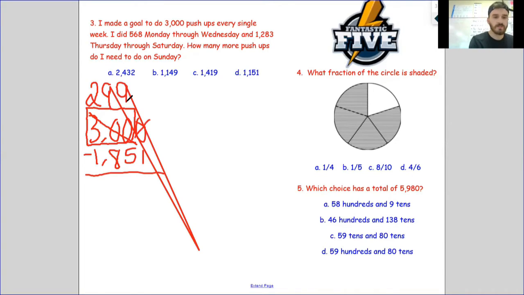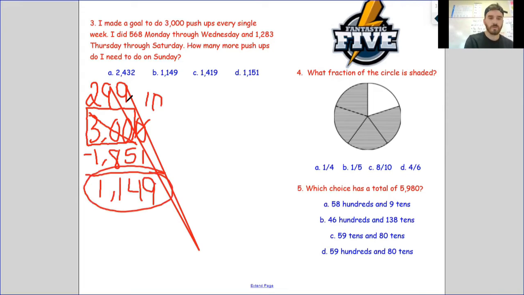And this 0 would change to 10. Now I'd be able to go back to the ones place, start subtracting all the way through. 10 minus 1 in the ones place would give me 9. 9 minus 5 in the tens place would give me 4. 9 minus 8 in the hundreds place would give me 1. And then 2 minus 1 in the thousands place would also give me 1, for a total of 1,149 push-ups.